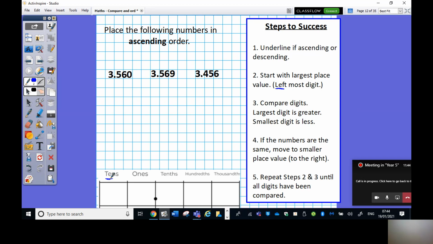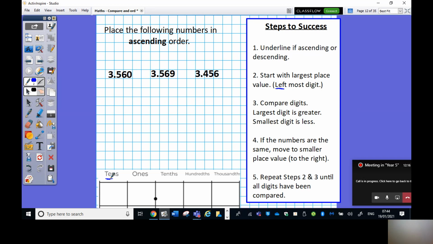Number 3, compare the digits. The largest digit is greater, the smallest digit is less. Step number 4, if the numbers are the same, then you move to the smaller place value, which is always to the right. And number 5, repeat steps 2 and 3 until all digits have been compared. So with that in mind, let's do this one.